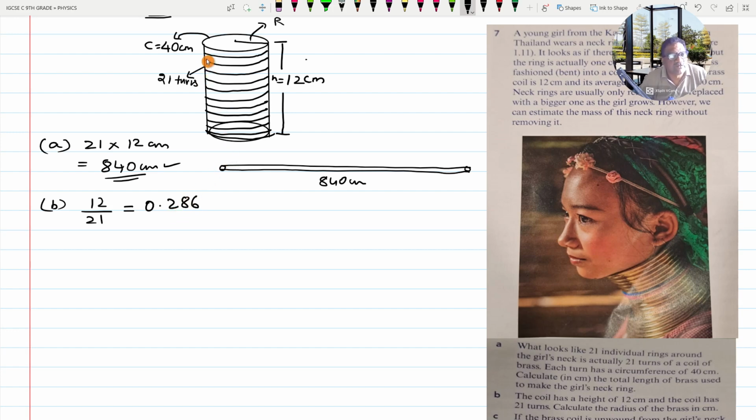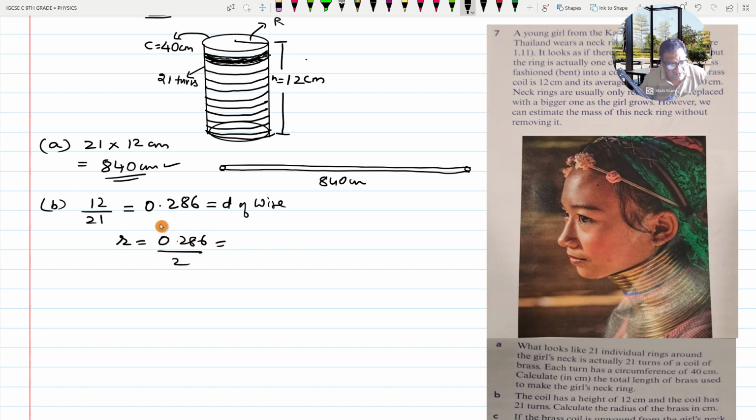Now I'll shade that thickness part for you. Okay. So this is that thickness. Now this thickness of one ring is nothing but the diameter of the brass wire, isn't it? The thickness of the one ring is the diameter. So this is nothing but the diameter of the wire. Okay. And they have asked you the radius. So radius, small r, will be equal to this diameter 0.286 divided by 2, isn't it?